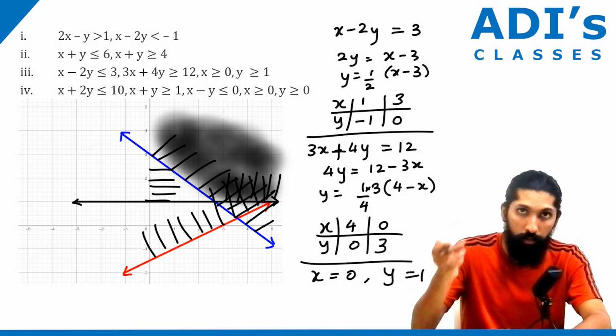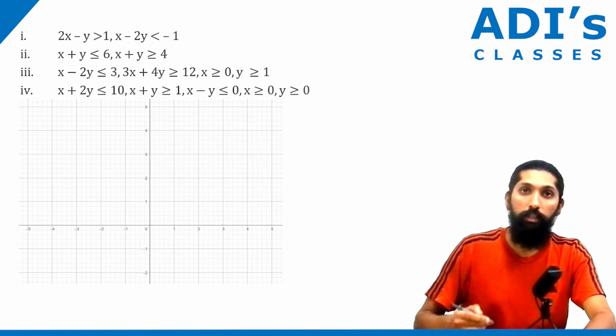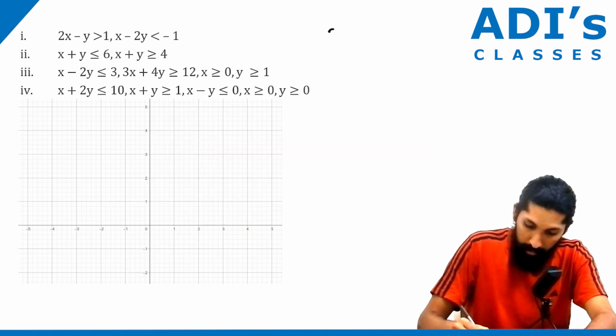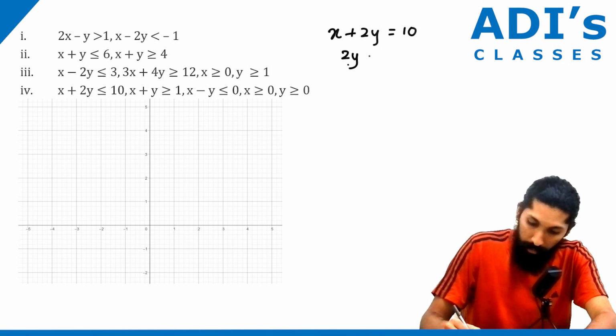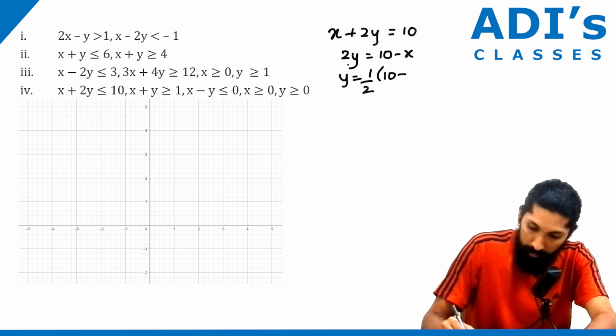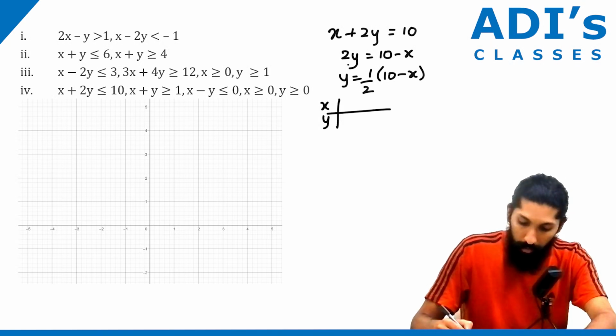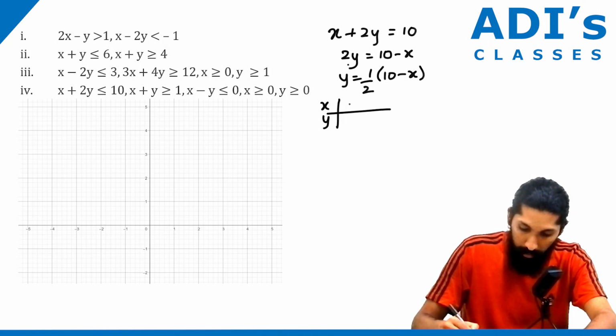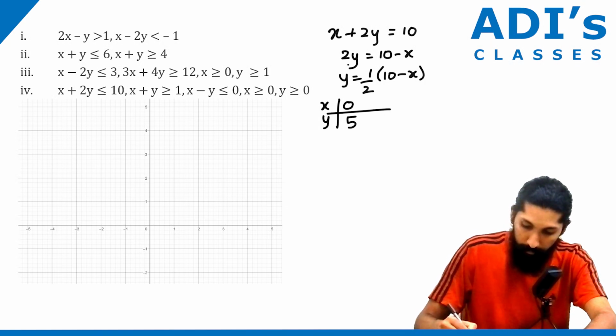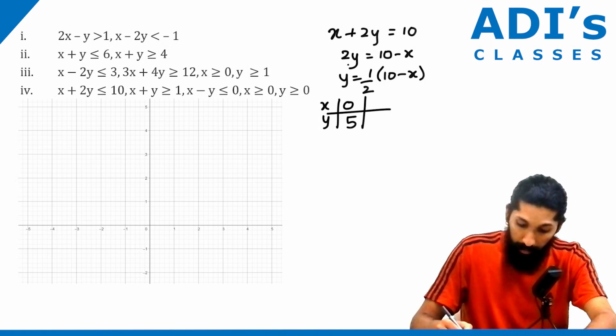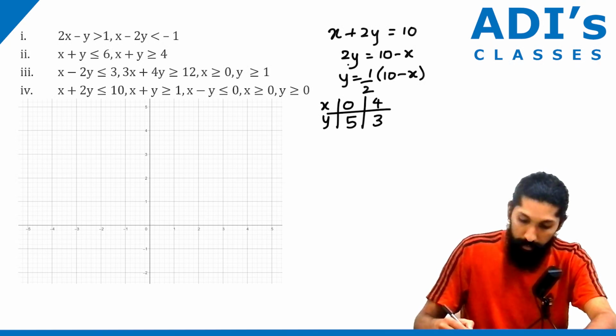Now we'll do the next one, the fourth question. We'll see what the answer is for that one. See the fourth one. You have x plus 2y is equal to 10. 2y is equal to 10 minus x. y is equal to half of 10 minus x. Let's take the values x and y. I start by taking x as 0, then 10 by 2 is 5. Fair enough. Next I'll take x as, say, 4. 10 minus 4 is 6, 6 by 2 is 3. Fair enough. So the first equation is done.